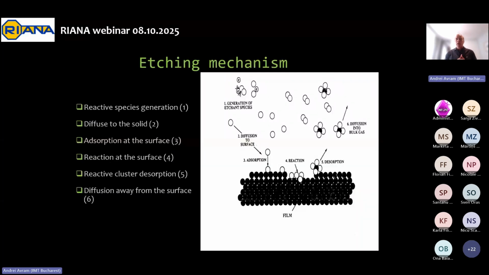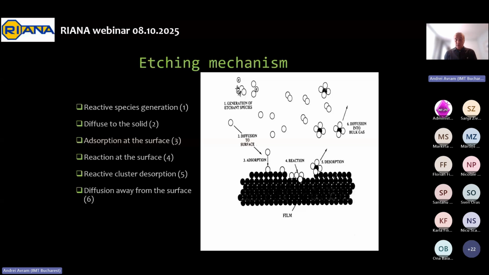So the etching mechanism in a reactive ion etching system is basically inside the plasma, you generate the etchant species. So depending on the film that you have, you need to have the correct chemistry inside your reactor, ignited, and then create the etchant species. Then you have the diffusion to the surface of the etchant species, the absorption in your substrate or film, reaction with the component, the desorption, and creation of volatile products. Then the diffusion into the bulk gas and evacuated through the pumping system.